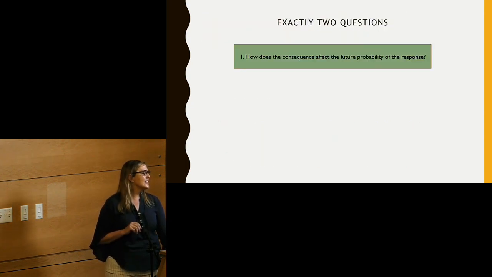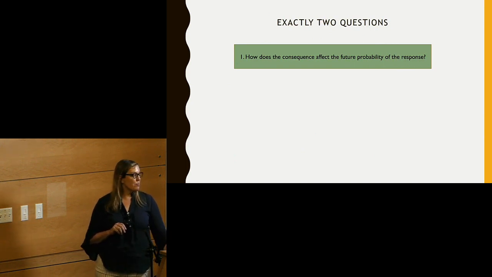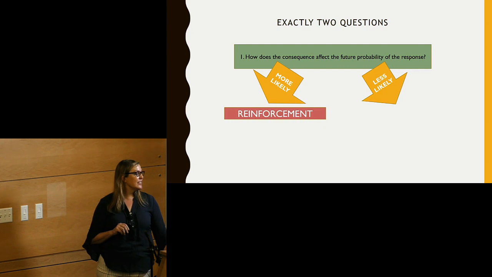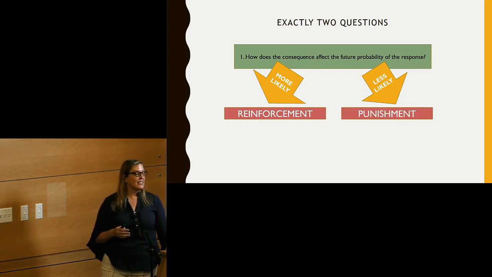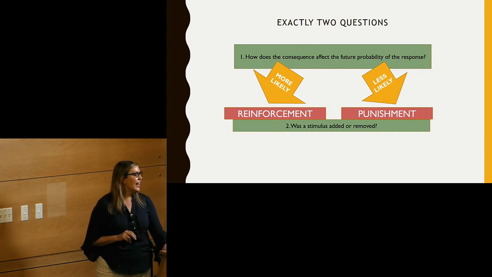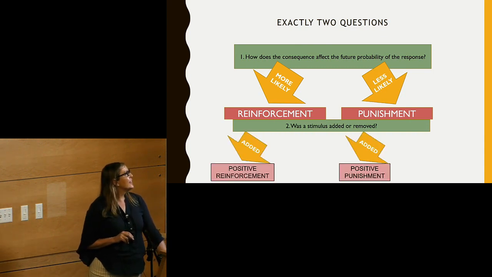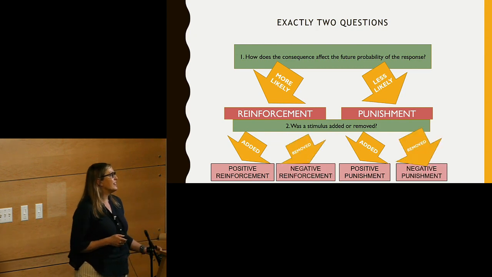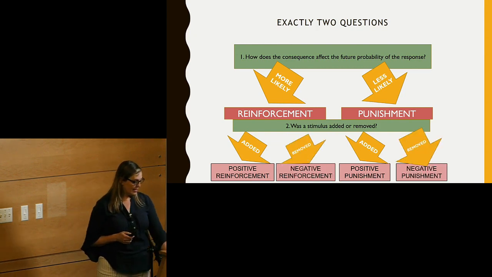To figure out what you're working with, you can ask two questions. How does the consequence affect the future probability of that response? Is it making it more likely? Then it's reinforcement. If it's making it less likely, it's punishment. Once you know that, you can ask whether a stimulus was added or removed. If added, we're talking about positive reinforcement or positive punishment. If removed, negative reinforcement and negative punishment.